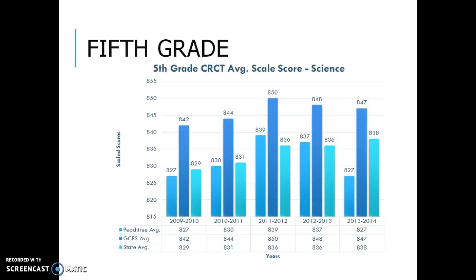For science, it's interesting that fifth grade did so well in math, but it didn't translate well into science. Between 2011 and 13, they also had marked increases on their scaled scores, surpassing the state scores. So here they were doing pretty low, and then here they made some gains.